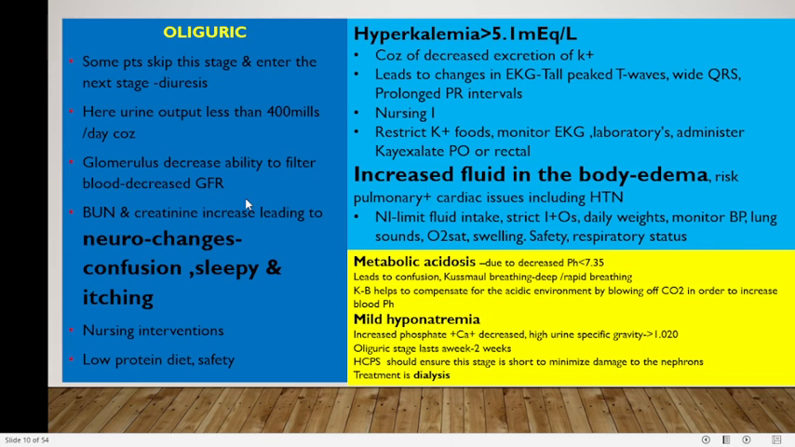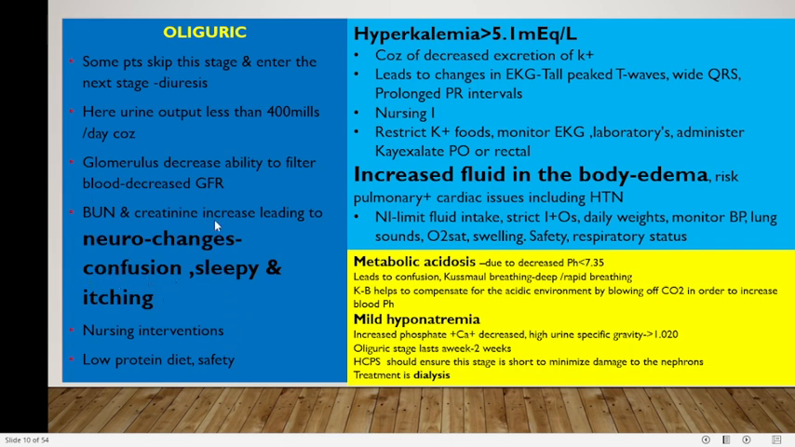So as a result, what happens? The BUN and the creatinine increase. And when this waste accumulates in the body, it can lead to neuro changes, confusion, sleepiness, itchiness. So what is the nursing intervention in this case, guys? For a patient having neuro changes, confusion, being sleepy and itchy, we normally say you try to lower the protein diet, and you work on the safety of the patient because of those neuro changes and the confusion that results.